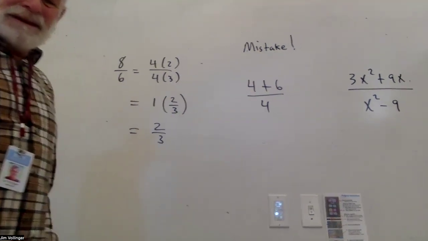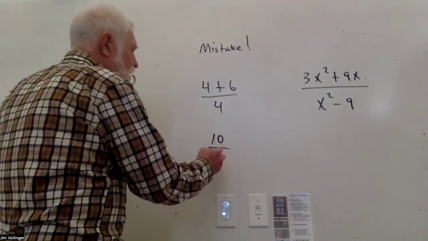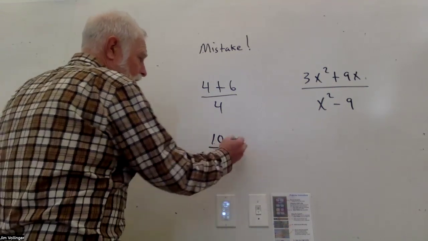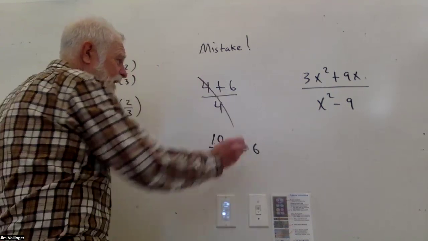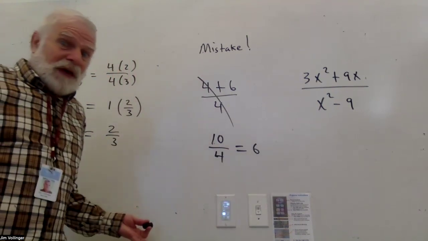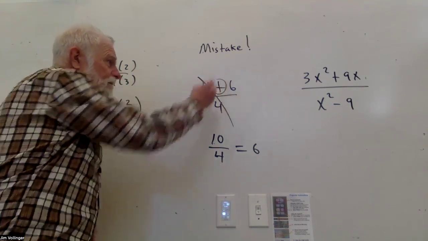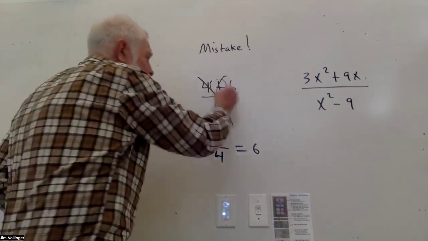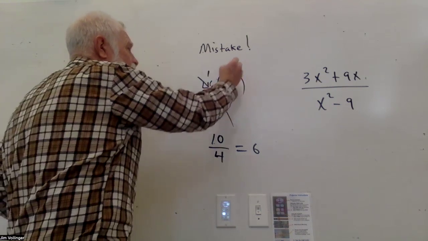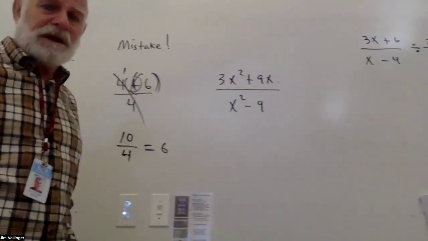And sometimes students do something like this. They say 10 divided by 4, the original problem, is equal to 6 because they cancel the 4s. Can't do that. Division does not undo addition. You can divide out the 4s and create the number 1, provided it's a multiplication statement. Just say that because some folks make that mistake.